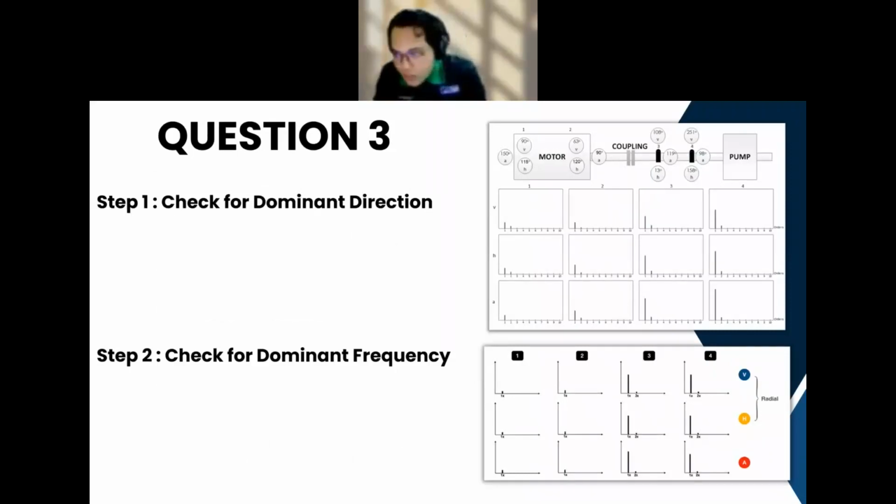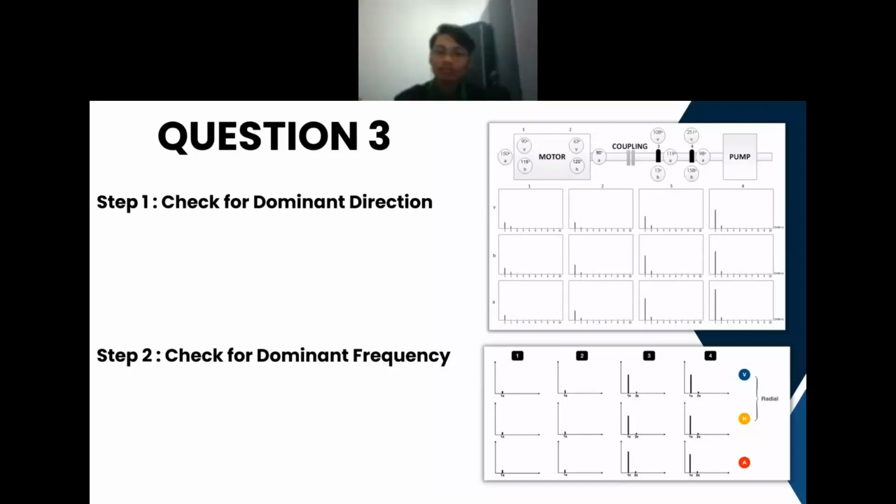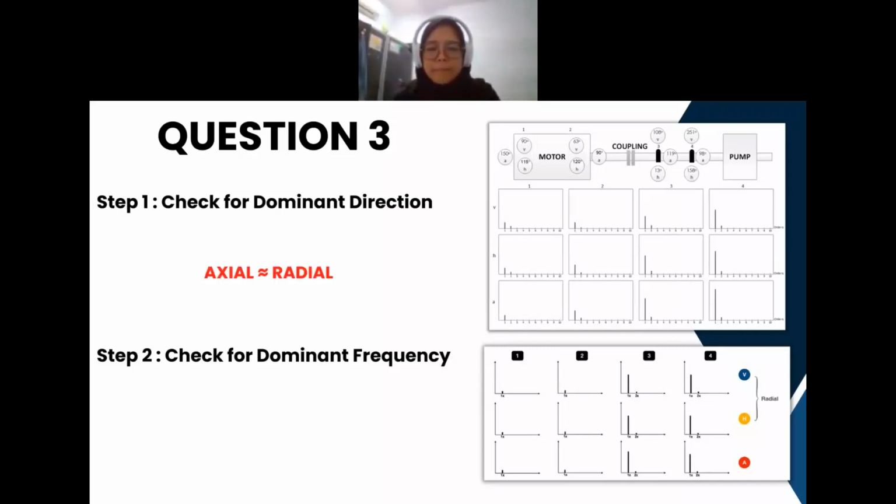From my overview, I can see that the axial and the radial are the same, right? Yeah, somewhat, I agree. Relatively the same. The dominant direction is quite similar for the axial and the radial, right? So maybe we can try to proceed with the answer. The axial is the same as the radial.